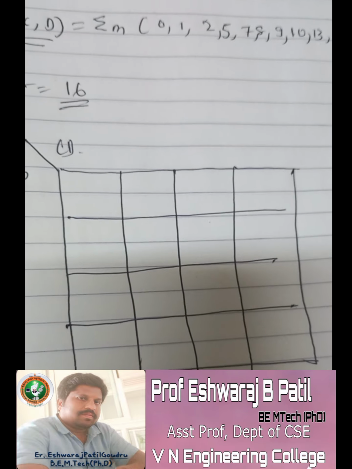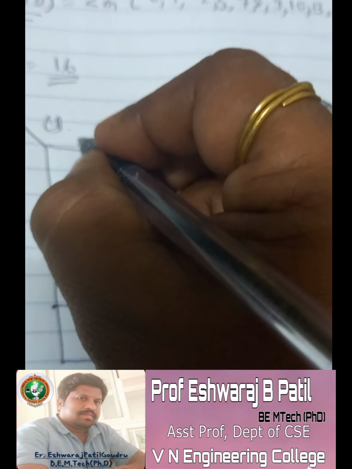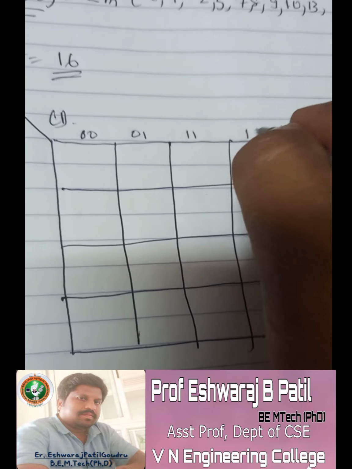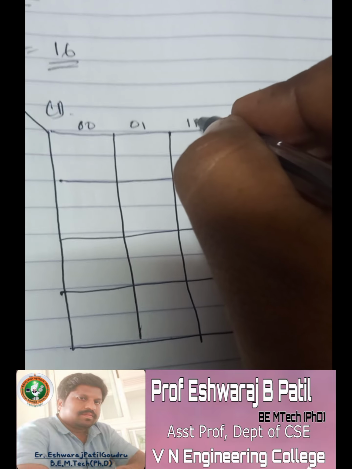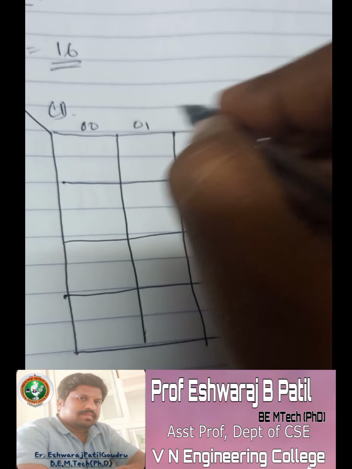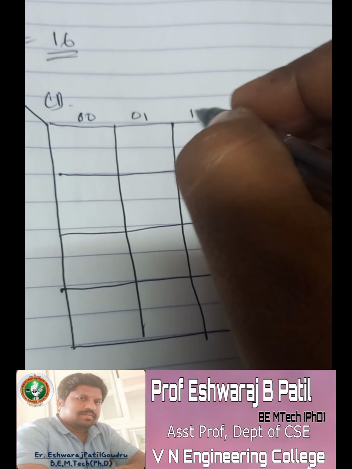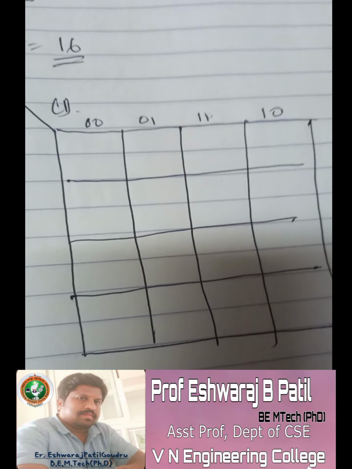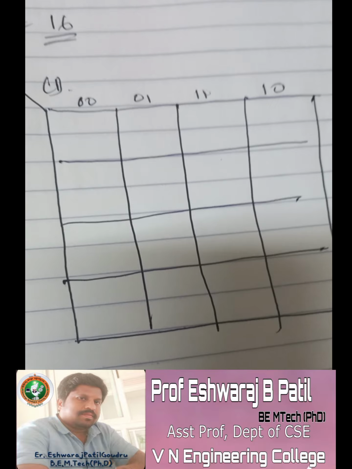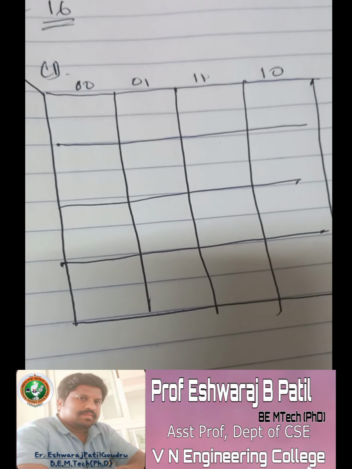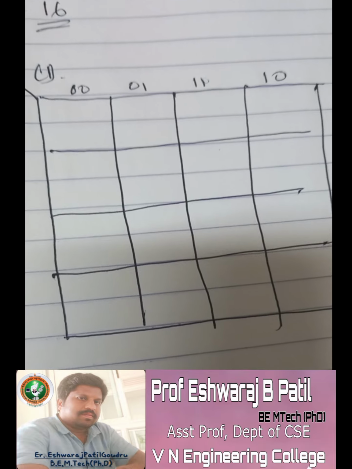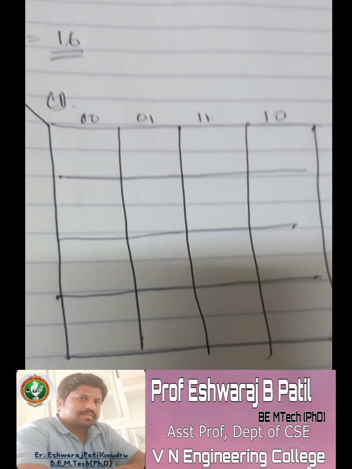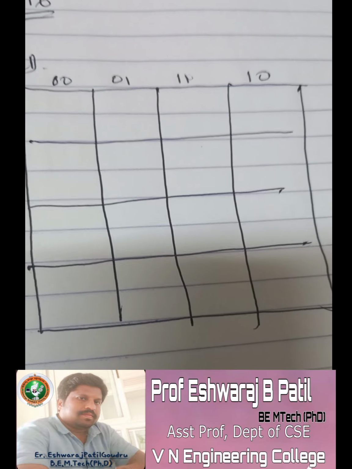Next I'll write the Gray code: 0 0, 0 1, 1 1, 1 0. Here only one variable changes its state from 0 to 1, and 1 to 1 stays as it is. 1 1, then 1 0. The K-map rule is that only one variable has to change; two variables can't change at the same time. Only one variable changes from one cell to another, from 0 to 1, 1 to 0, complement to uncomplement, uncomplement to complement.